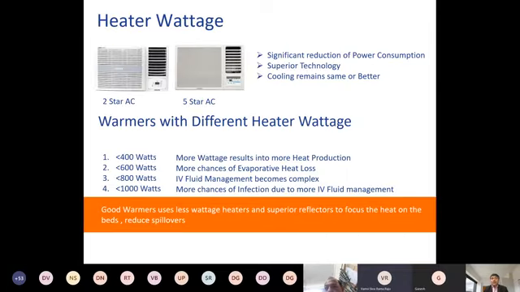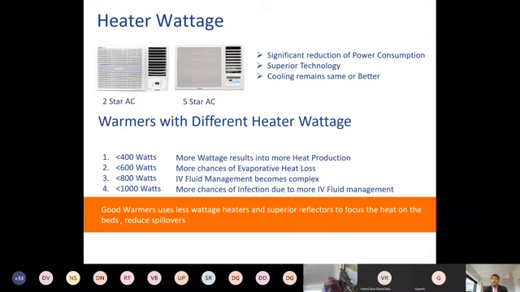Now, when we select, we really need to look at what we are buying. In the market, when we buy an air conditioning machine, there are different options available, like 2-star AC versus 5-star AC. The difference is a significant reduction of the power consumption, so that is superior technology, but the coolants are the same. So for a 5-star AC, you spend less on energy consumption, but at the same time you are getting better output.